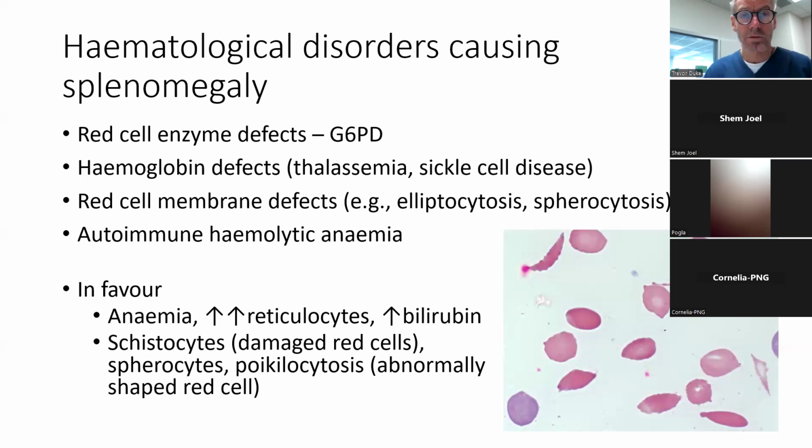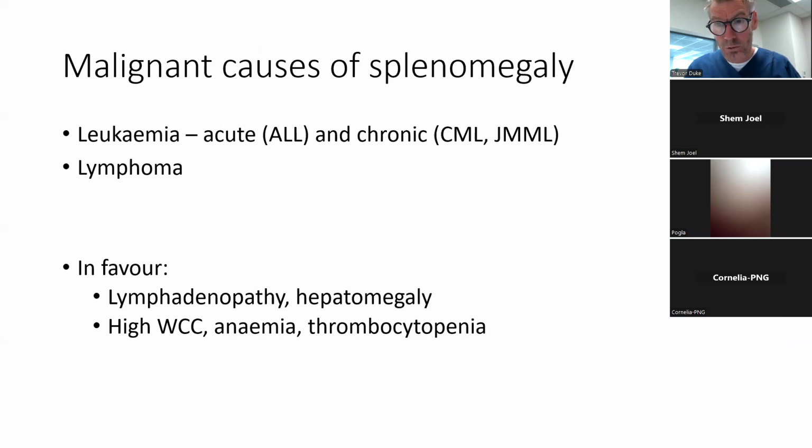If you see a child who's got a very large spleen, don't always think it's malaria. It could be malaria, it could be EBV, it could be a splenic abscess, microabscesses related to TB, a hematological disorder, for example, or it could be a malignant cause of splenomegaly.